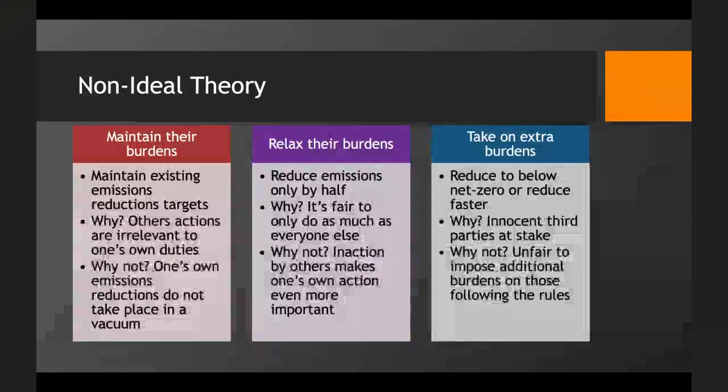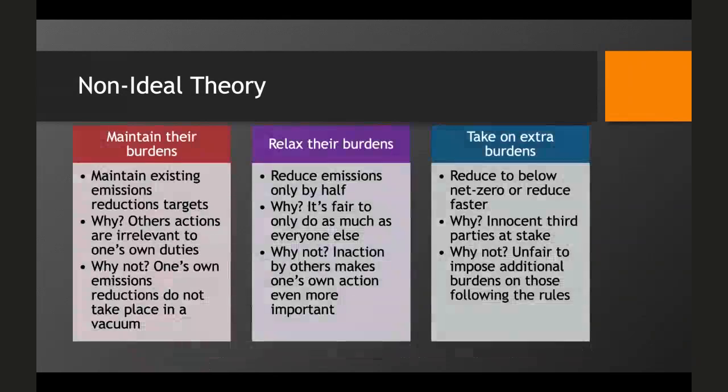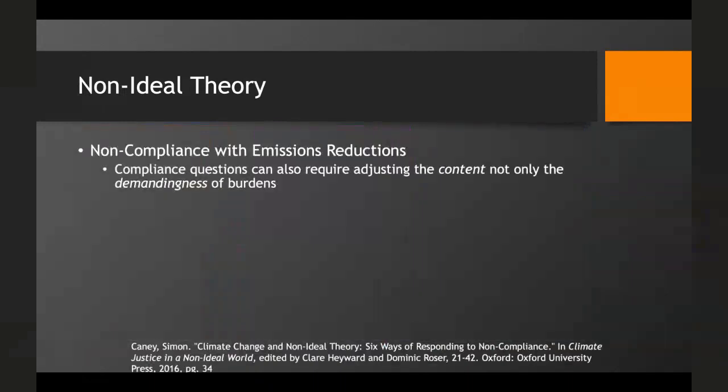Or we could argue that the EU should reduce their emissions faster or even more, because there are innocent third parties at stake. However, again, getting back to this question of fairness, is it fair to impose these additional burdens, especially on those who are already following the rules? So because there are compelling moral reasons for each of these three options, we also could look at changing the content of burdens.